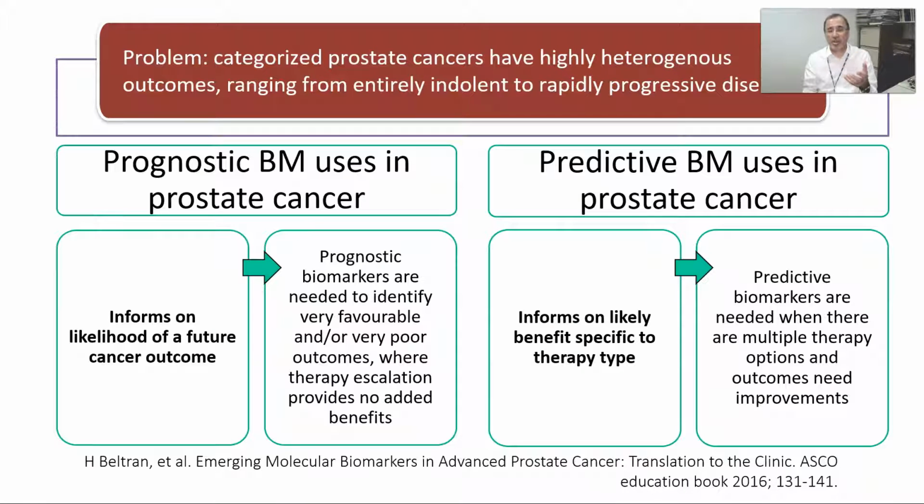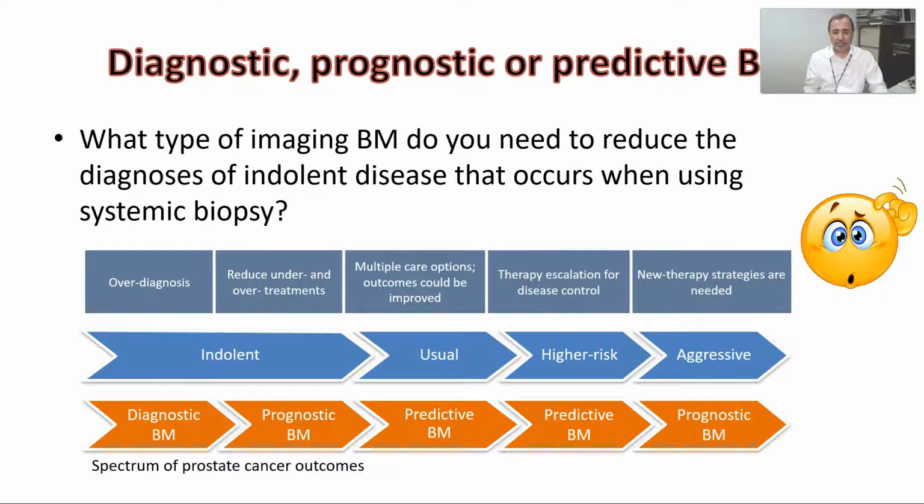So prognostic biomarkers inform on a future outcome and are used to identify men with a very favorable response or those with very poor outcomes in whom therapy escalations provide no added benefits. Predictive biomarkers are needed when there are multiple therapy options and outcomes need to be improved.